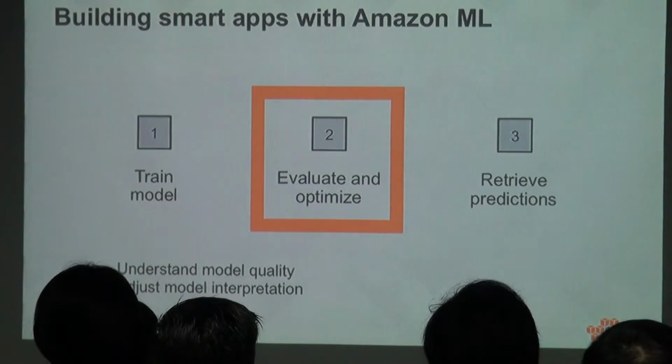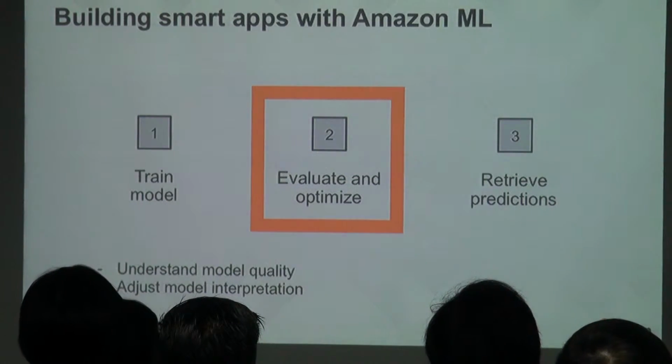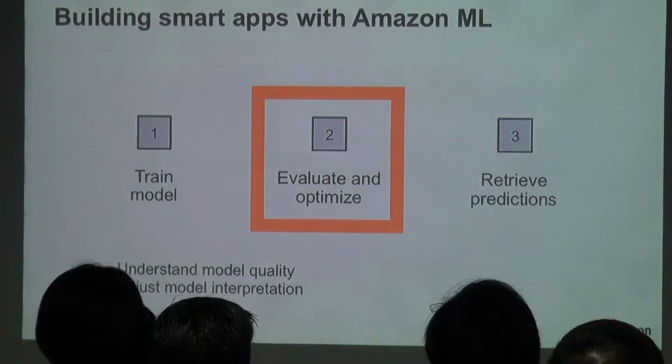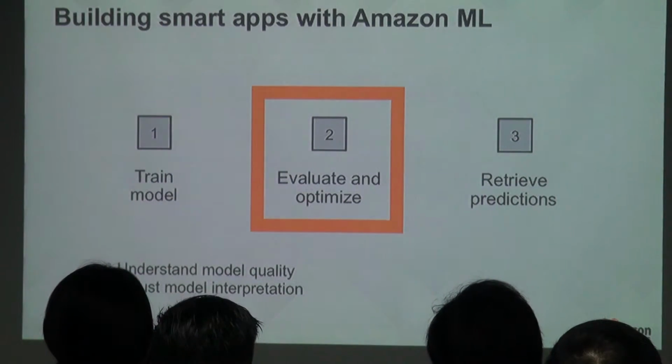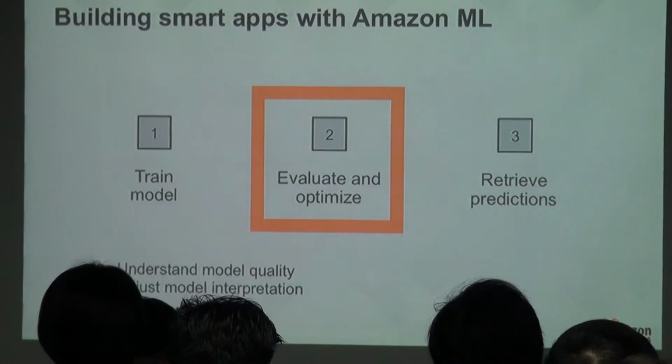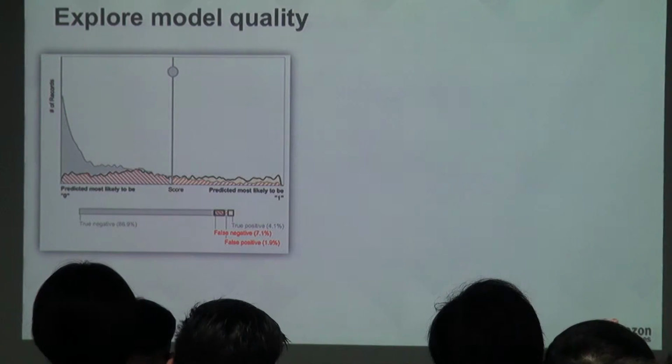Now, the next step is, after we train the model, so now Amazon Machine Learning churns and creates a model for you, we now want to evaluate if that model is good before we actually throw predictions against it, and potentially optimize it if it's not good yet. So this is the second step. We explore the model quality.